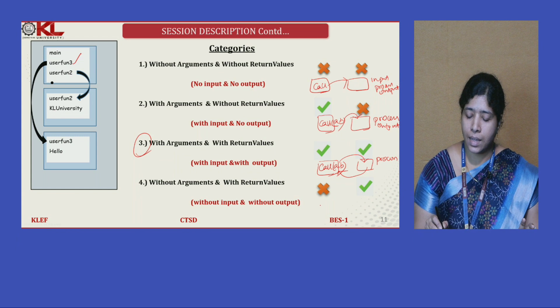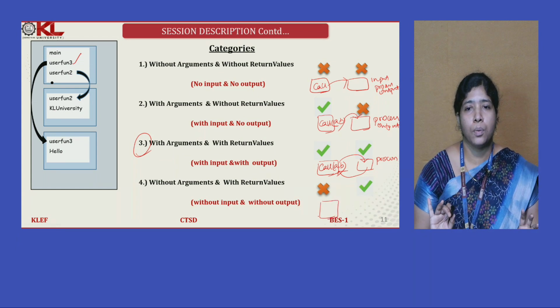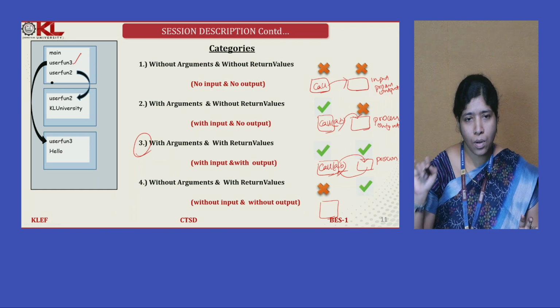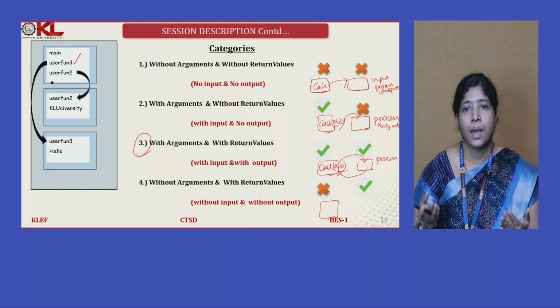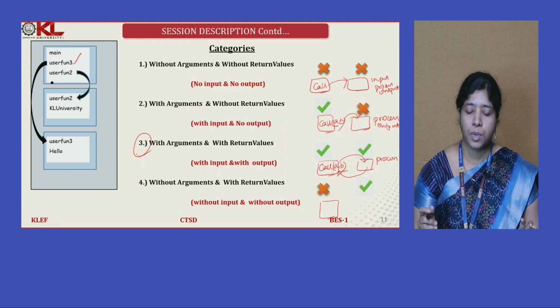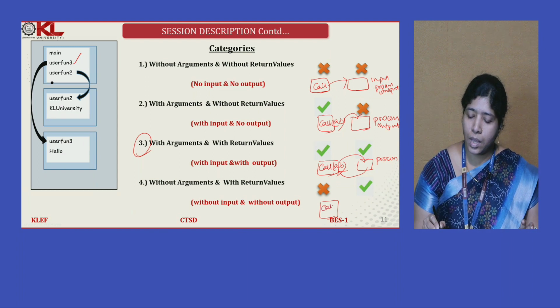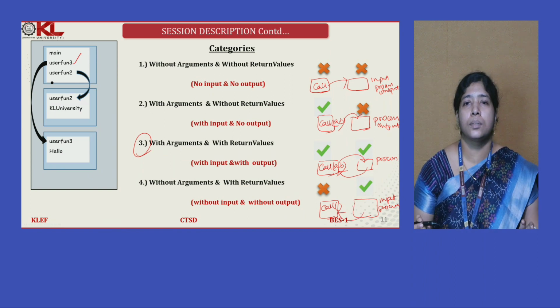Then the last category. I am not providing any inputs for you, but you do the processing based upon your requirements and you return back the results to me. So I am just invoking there. No inputs are given. Inputs are taken here only. Process is done in here only. Right, now I am returning back the results.